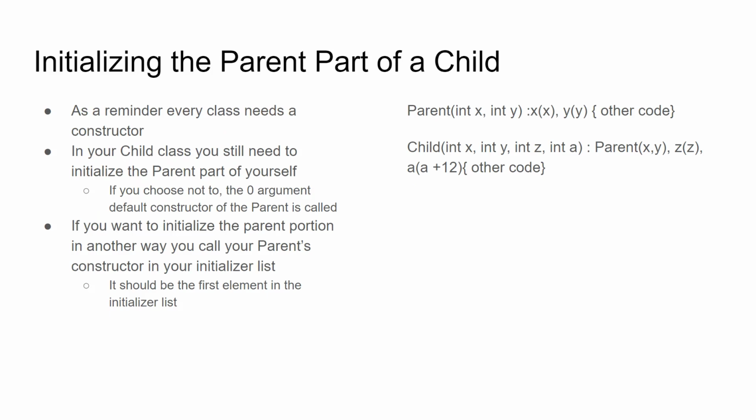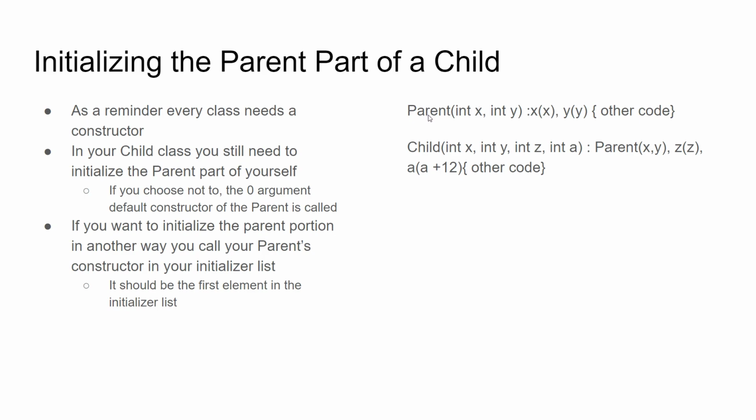This was about calling the constructor. So again, every constructor still needs a class. In the child class, you still need to initialize the parent part of yourself. If you choose not to, again, the 0 argument constructor is going to be called. If you want to initialize the parent portion using some other constructor, call that in the initializer list.